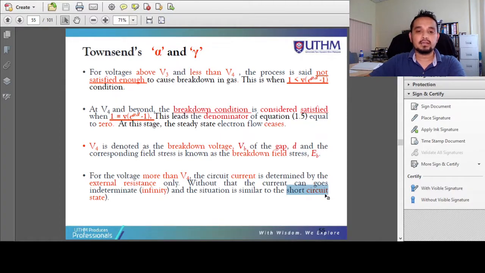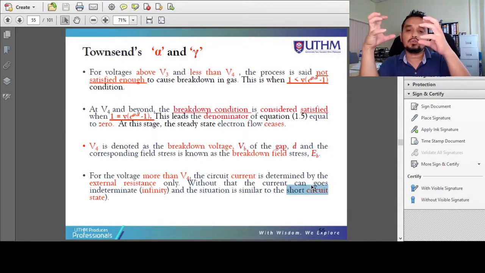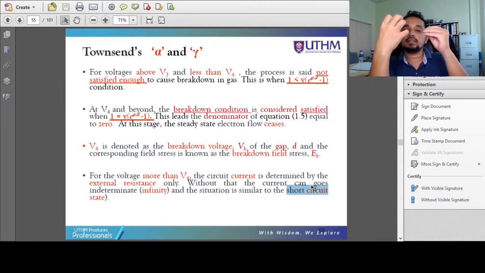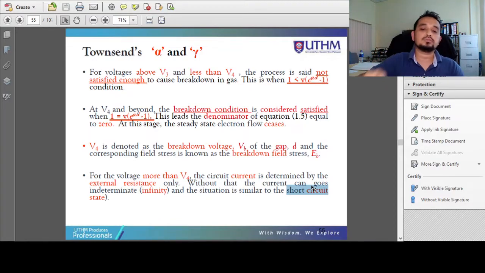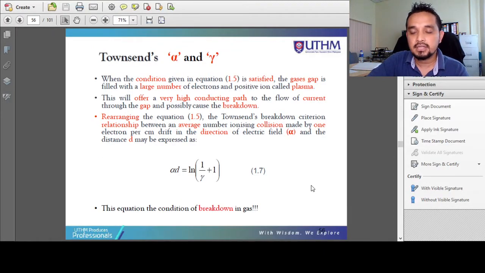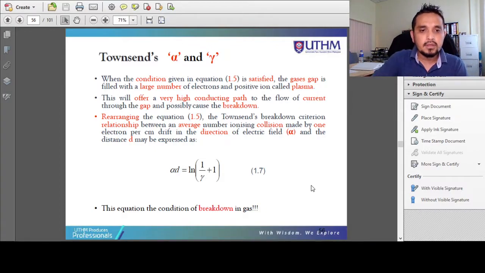It's a total breakdown. Instead of the dielectric resisting the current flow, when the breakdown happens, it becomes conductive and short circuit, and the current will just flow indefinitely. The only way to control the current flow is by adding an external resistor. Once we have the resistor within this breakdown region, then we can control it. Without the external resistor, we definitely cannot control the current flow.